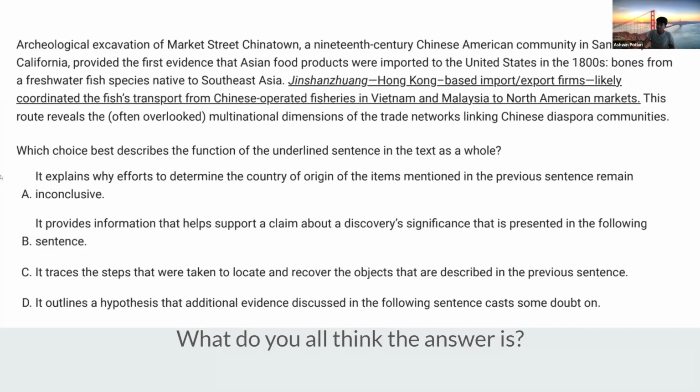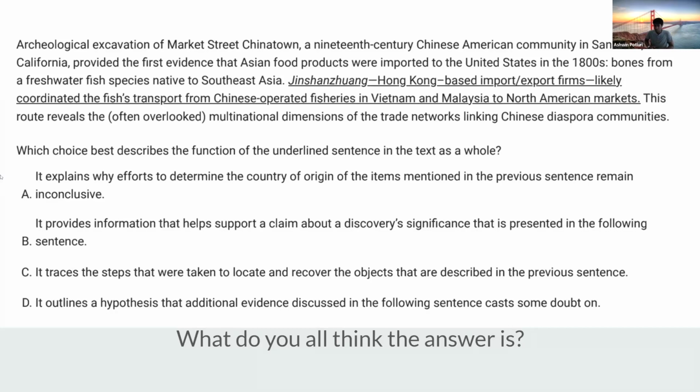Yeah. So let's take a look. Which choice best describes the function of the underlined sentence in the text as a whole? Let's take a look at A. It explains why efforts to determine the country of origin of the items mentioned in the previous sentence remain inconclusive.